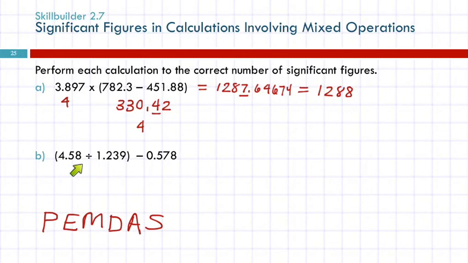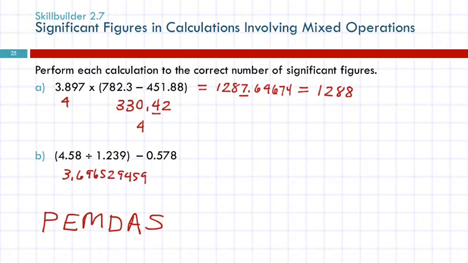So let's do this one. So here we have 4.58 divided by 1.239. That quantity minus this. So we want to look at the result of this division and then do the subtraction. So 4.58 divided by 1.239. So my calculator gives me 3.696529459. Ugh. It's obviously way too many sig figs.